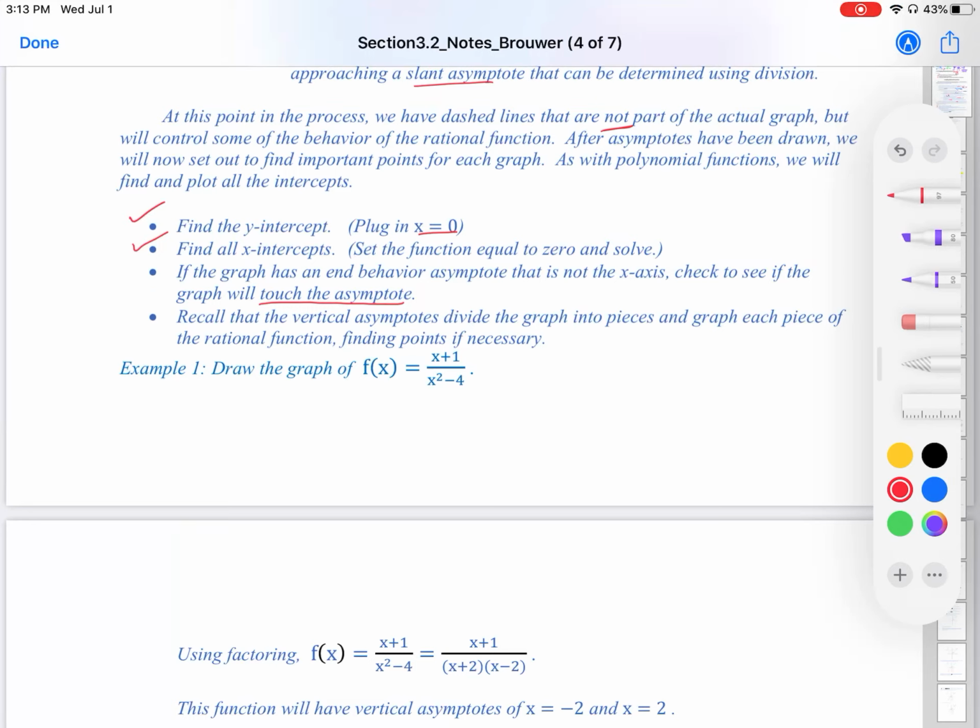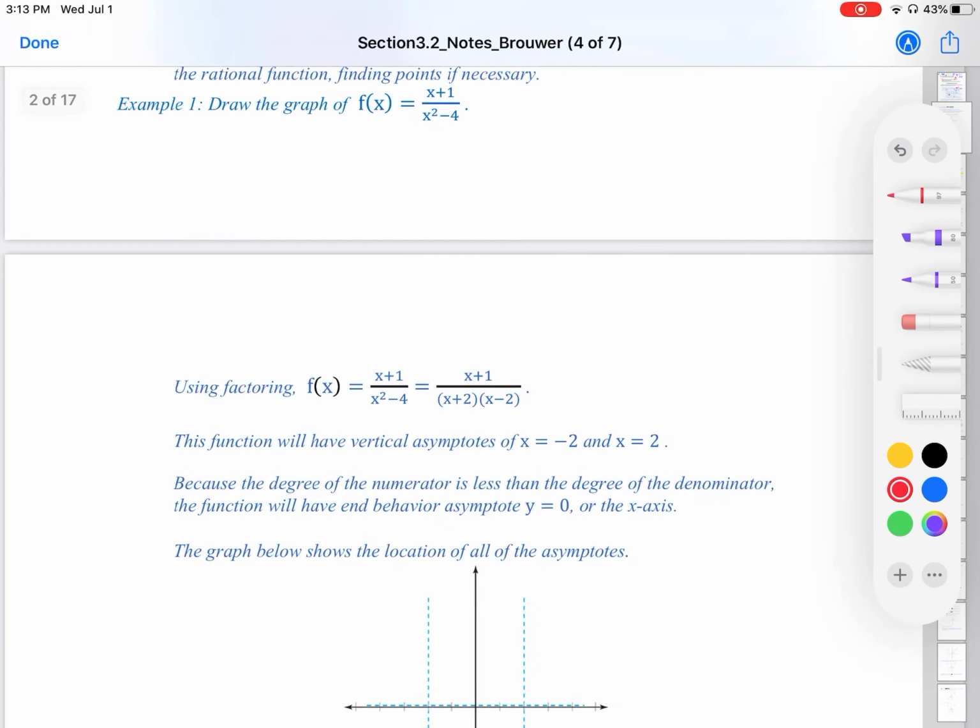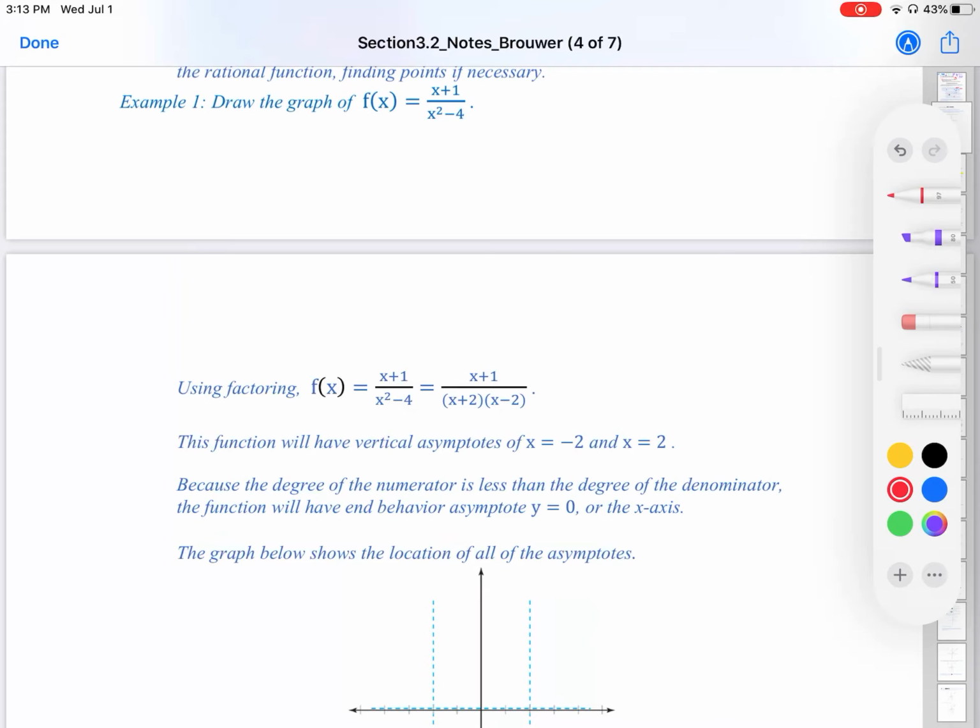And fourth, recall the vertical asymptotes. Divide the graph into pieces and graph each piece of the rational function, finding points if necessary. So let's draw this first function. f of x equals x plus 1 over x squared minus 4.